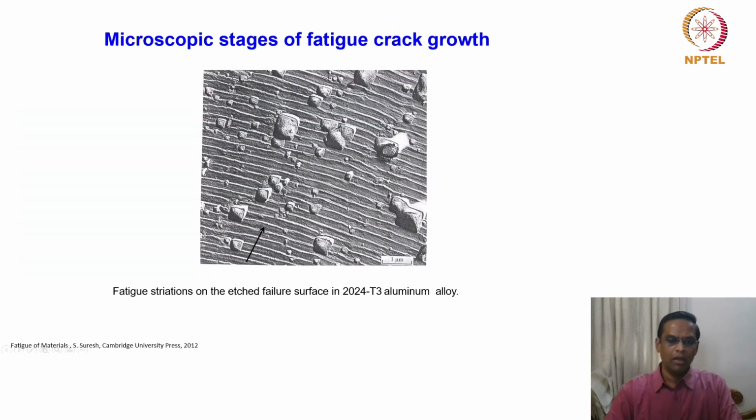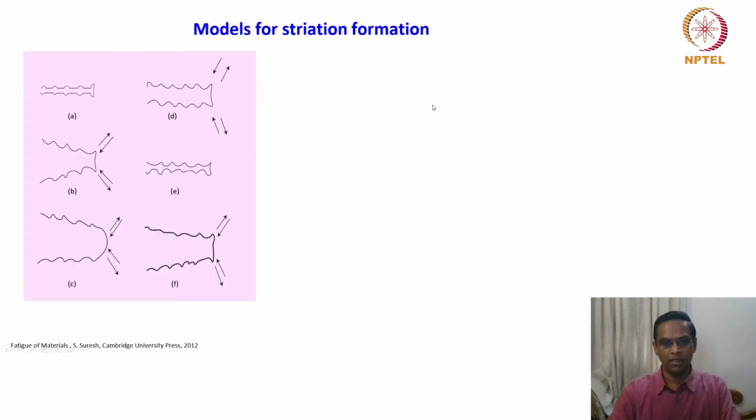And now we get into the crack growth mechanisms. What you are seeing is a very nice picture showing the fatigue striations on an etched failure surface in 2024 T3 aluminum alloy. This is also the book cover of this book by Professor Suresh. So, a very nice image. Striations are characteristic of fatigue crack growth, and these striations get generated in the material in the crack growth regime 2. This is what we have seen in the last chapter also.